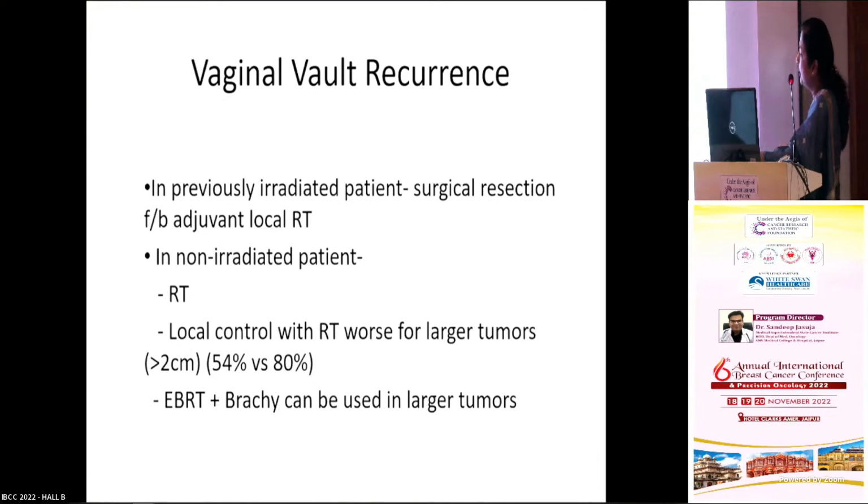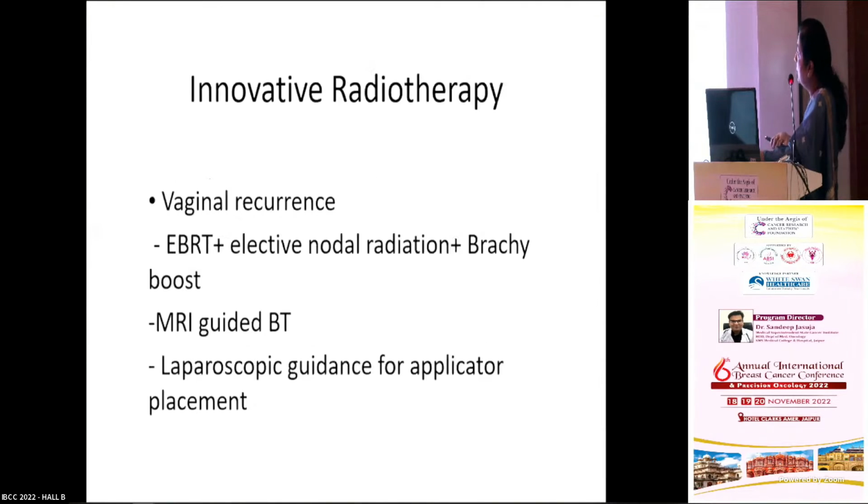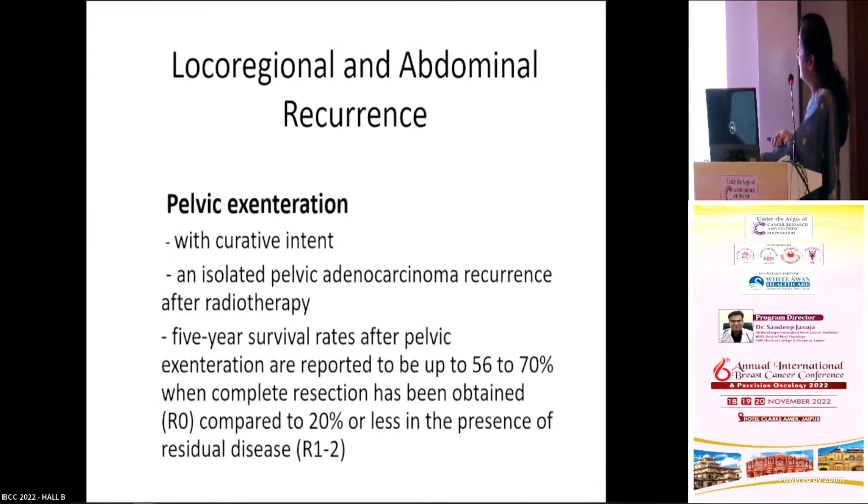If the tumors are more than 2 centimeters, you can go for EBRT plus brachy. But still, I think the local control will depend on the tumor size a lot. Now, there are certain innovations in radiotherapy also, like for vaginal recurrence. Now they give EBRT with elective nodal radiation and brachy boost. MRI-guided brachytherapy has come in to better give guided radiation, and laparoscopic guidance is now being used for more precise placement of applicators.